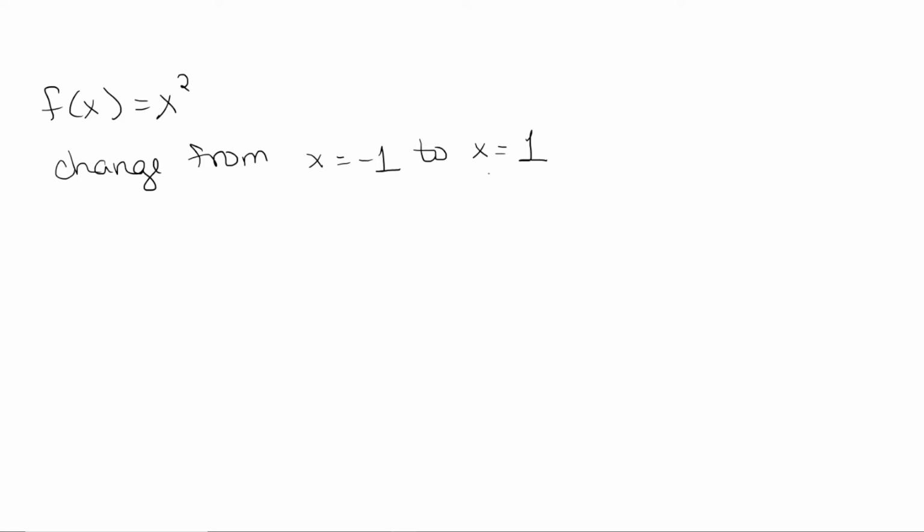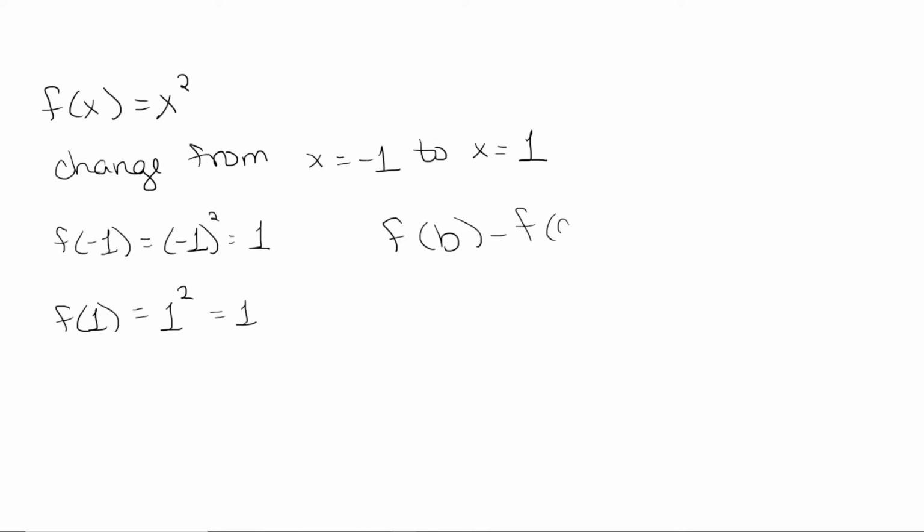Next, let's look at the change from -1 to 1. If I plug -1 into the function, -1 squared is +1. And if I plug 1 in, 1 squared is also 1. So my net change, f of b minus f of a, or f of 1 minus f of -1, will simply be 1 minus 1, or 0. Net change tells us how much it has changed from two particular x values. In this case, the outputs are the same, so the net change has been 0.